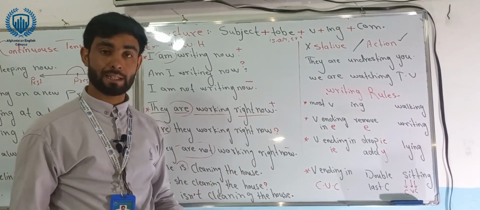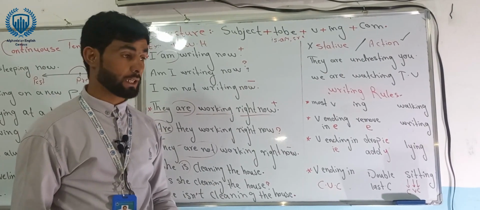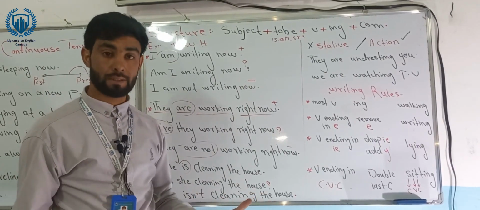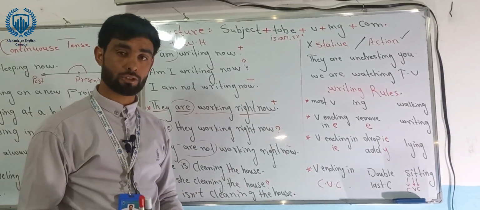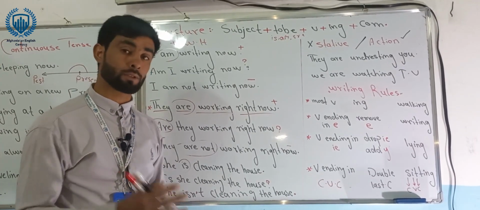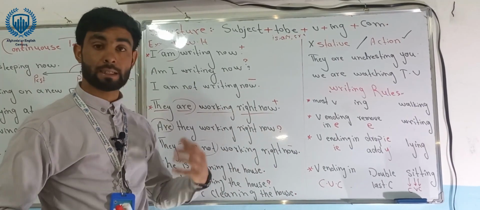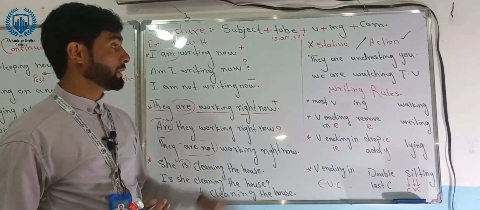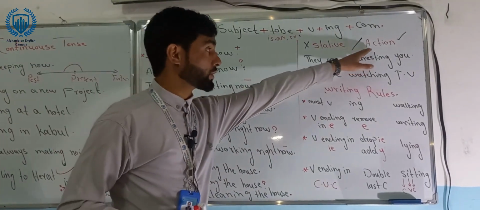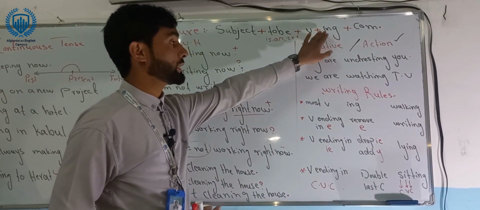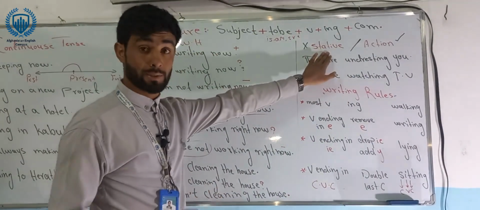Go is a physical action. Come is a physical action. Fight is a physical action. Especially fight, it's a physical action. When you fight, you have to punch, you have to kick, you have to slap, and you have to pull hairs. So it's a physical action. For the physical actions, for the action verbs, we can use continuous tense, but the problem is with stative verbs.